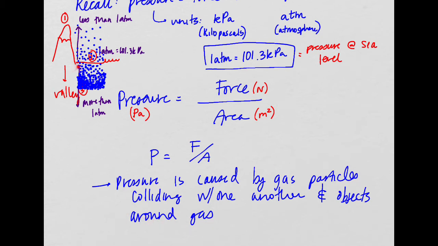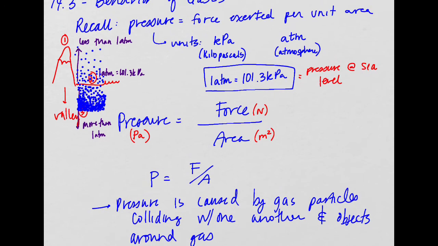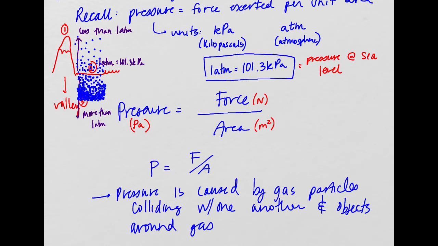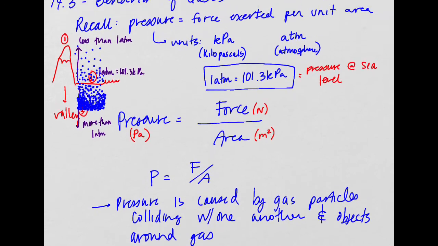But if we go down further below sea level, into a valley, for example, we will have more particles of gas that will cause more collisions, and they will run into each other and into other things, and this will cause more pressure. Okay, so that's kind of the idea. I kind of jumped ahead to do problems before I really fully finished my thought here.